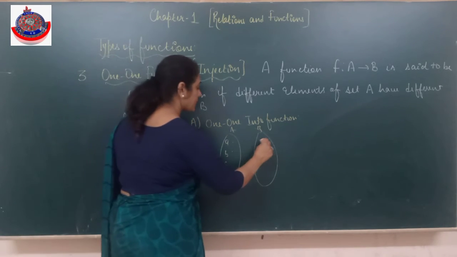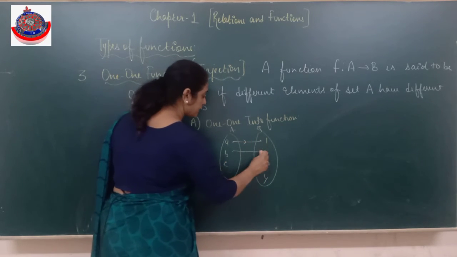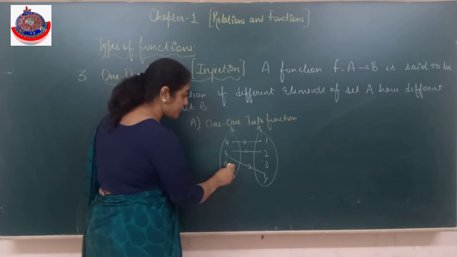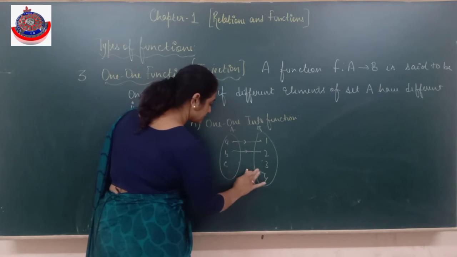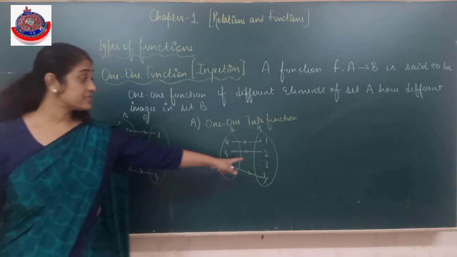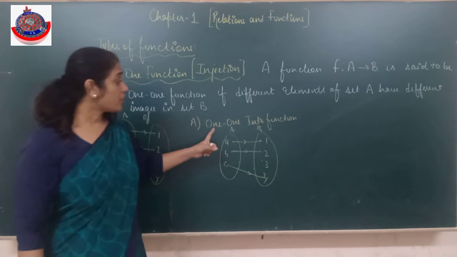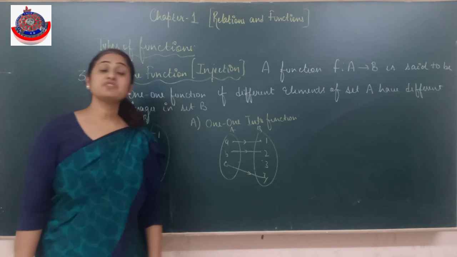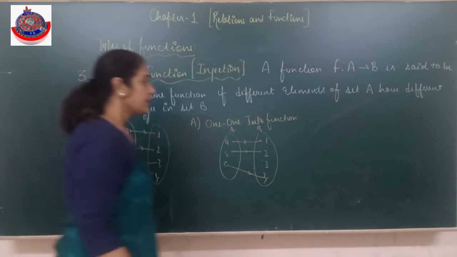If I say it is 1-1, one element has one different image, different elements have different images, but see, this 3 is left. When something is left in the second set, that is said to be an into function. Now it is 1-1 and into both. 1-1 means different elements have different images, but there is something left in the second set, so it is 1-1 as well as an into function.